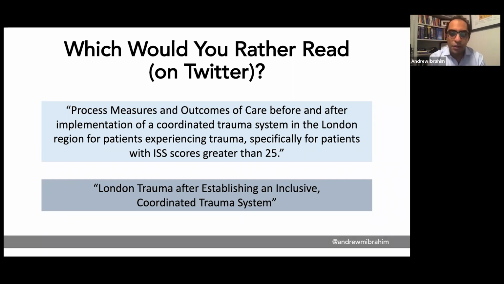And he said, process measures and outcomes of care before and after implementation of a coordinated trauma system in London region for patients experiencing trauma, specifically for patients with an ISS score greater than 25. Now, that's not wrong. I mean, that's true. It's very accurate, but it's not the most clear, concise way to articulate the essence of the idea that you want. So my version of that, after a few iterations, was London trauma after establishing an inclusive coordinated trauma system.